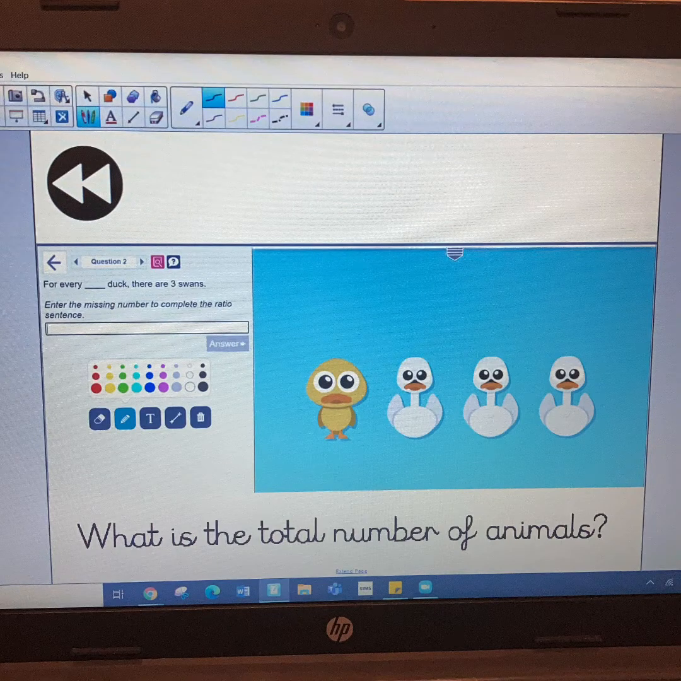Right then, question number 2. For every something duck, there are 3 swans. What would the missing number be? Well, for every 1 duck, there are 3 swans. So you can say 1 to 3. 1 part duck, 3 parts swans. What is the total number? Well, 1 add 3 is 4. So the total number of animals is 4. There are 4 parts in this ratio.